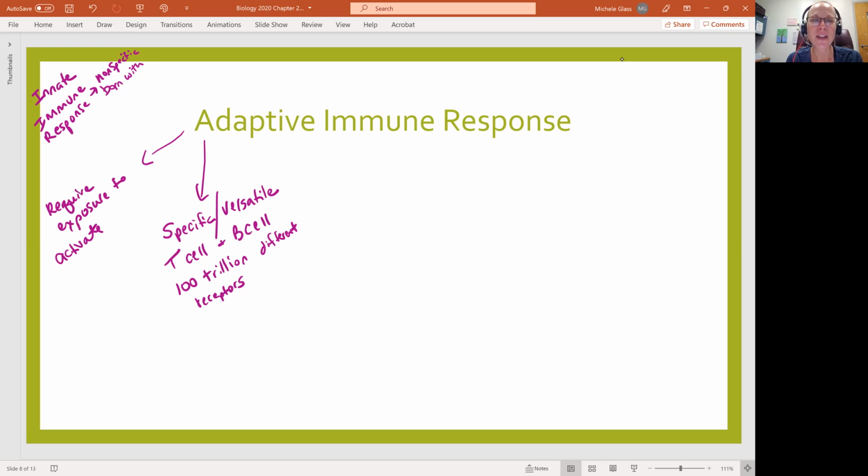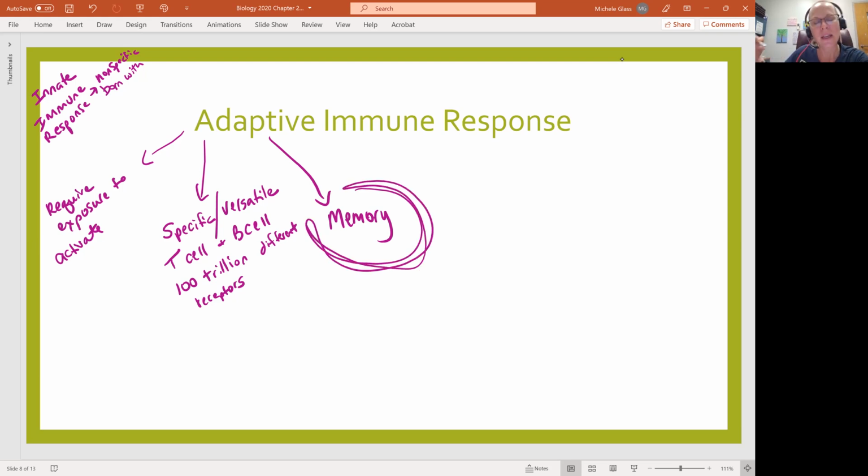Okay, so here's the other super awesome piece. Not only can we recognize particular pathogens, and not only can we recognize 100 trillion different pathogens, but we can remember them. Oh my God, this is such an amazing part of our adaptive immune response. So we have to first be exposed to activate it, but then we remember it. So we're developing memory cells. With each exposure, you're developing memory, right?